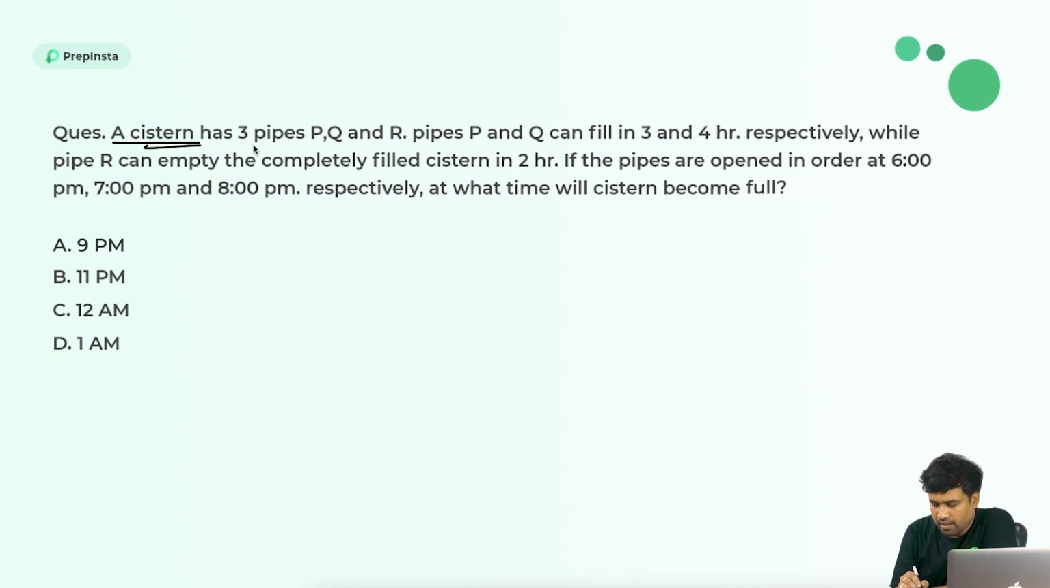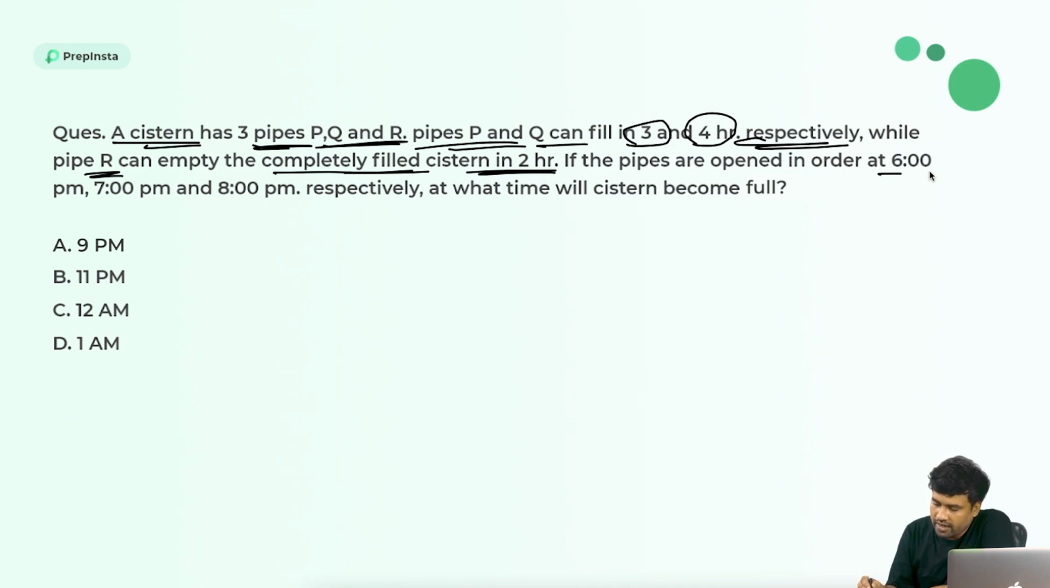A system has 3 pipes P, Q, R. Pipes P and Q can fill the tank in 3 hours and 4 hours respectively, while pipe R can empty the completely filled cistern in 2 hours. If the pipes are opened in order at 6 p.m., 7 p.m. and 8 p.m. respectively, at what time will the cistern become empty?